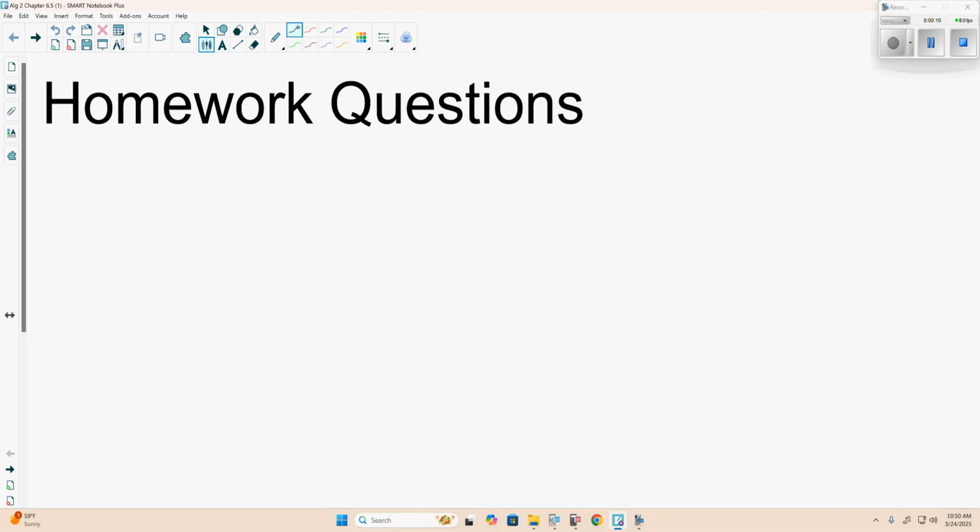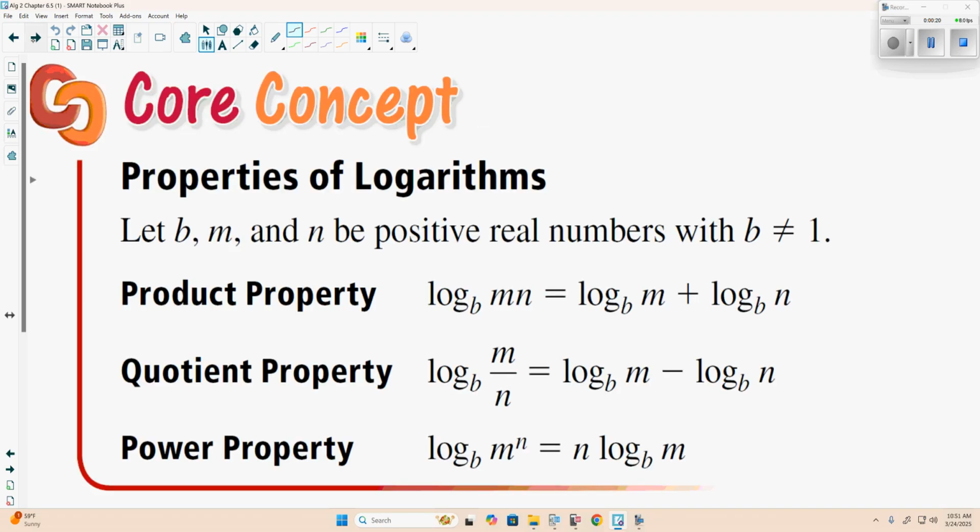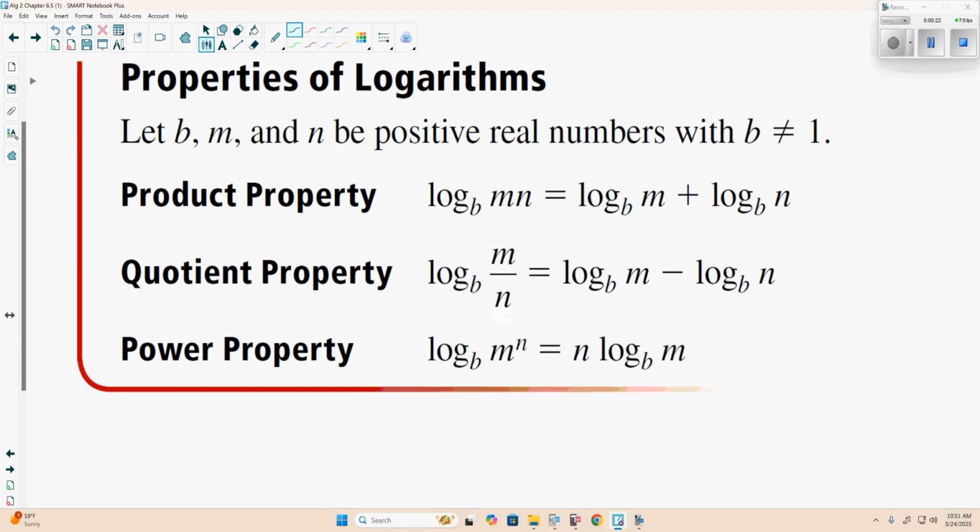But we're getting back into it with chapter 6. Now, again, we've been going over logarithms and properties of logarithms. And what we're looking at today is 3 specific properties that deal with logarithms, and it's expanding and condensing logarithms.